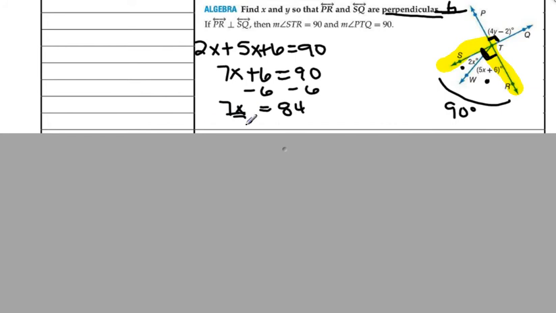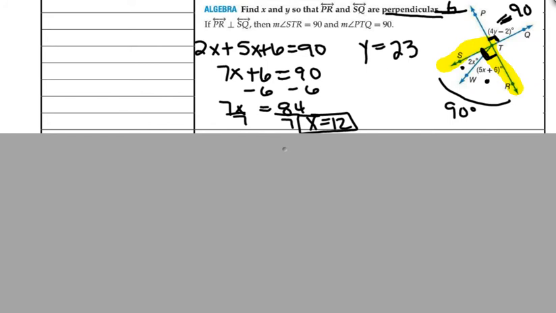And then dividing by 7, I would get x is 12. So you're going to do the same process, except you don't have two angles, you just have one angle that equals 90. So go ahead and set up your equation, solve for y, pause the video and see if you get what I get. Okay, you should get y equals 23.